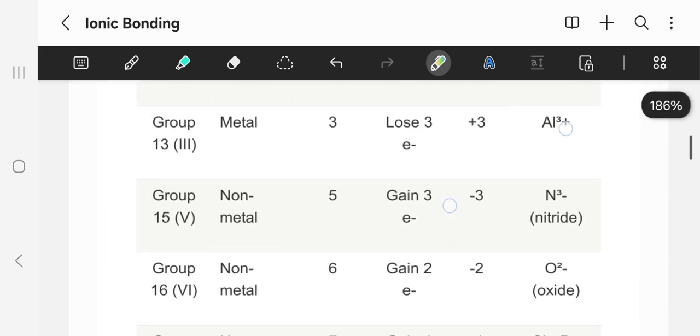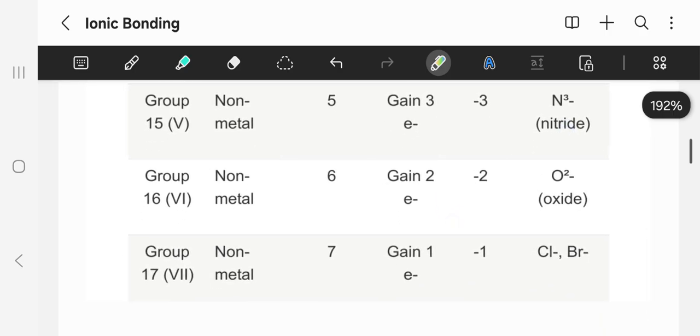Okay, let's go to the non-metals, the ones that gain electrons. We have the ones in group 5. These are non-metals, and the valence electrons are how many in this case? 5. The aim of these non-metals is to have 8 valence electrons. So if it has 5 valence electrons, it needs 3. That's why it gains 3 electrons, and because it gained 3 electrons, the charge will be -3. An example is N3-, which is a nitride.